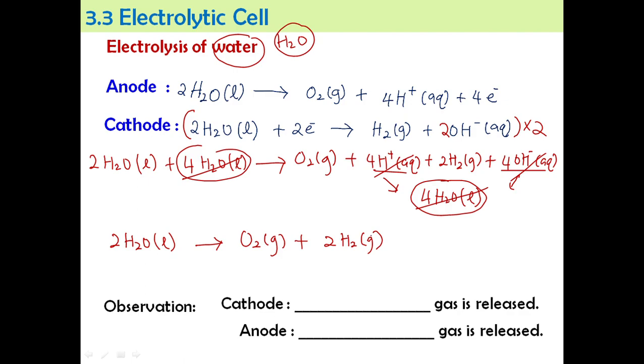Okay? So, the decomposition of water, electrolysis of water will produce oxygen and hydrogen gas. Tapi, apa yang terhasil dekat cathode? Apa yang terhasil dekat anode? So, for cathode, H2 and for anode is O2. Jadi, dekat cathode, hydrogen gas is released. At anode, oxygen gas is released. Okay? So, hopefully boleh faham untuk electrolysis of water.